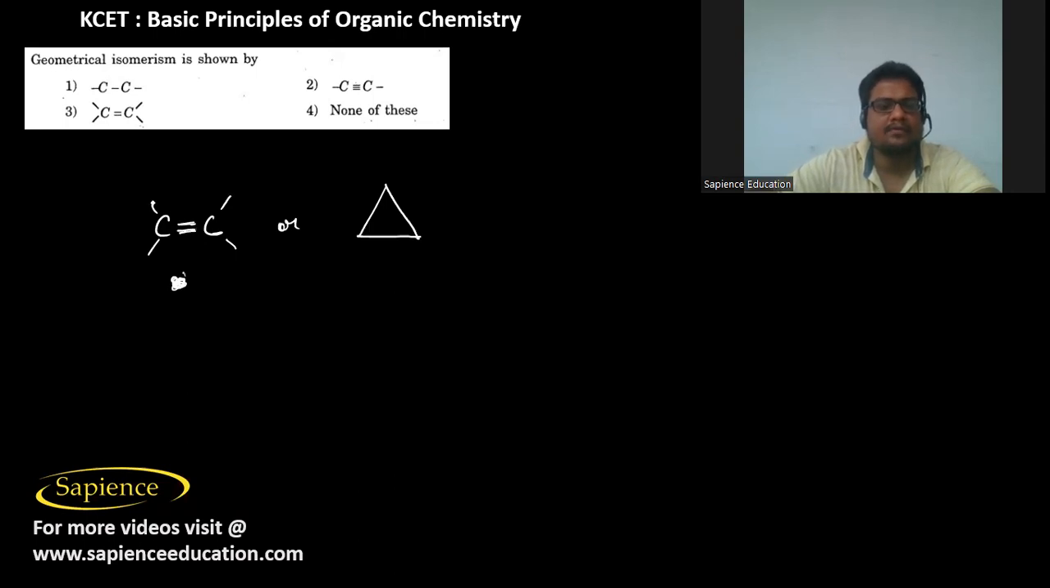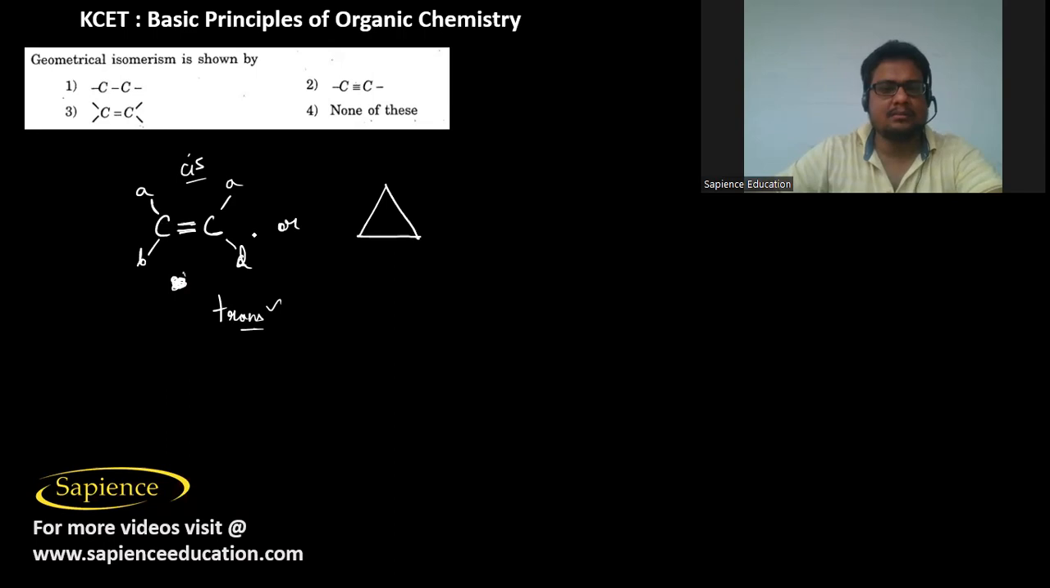Okay, so if two similar groups are attached on the same side, then it will be cis, and if two similar groups are on the opposite side, then it will be called trans. So a cis isomer and a trans isomer can be formed in the case of geometrical isomerism. So option 3 is the correct answer. In option 3 only, across the carbon-carbon double bond, we can have geometrical isomerism.